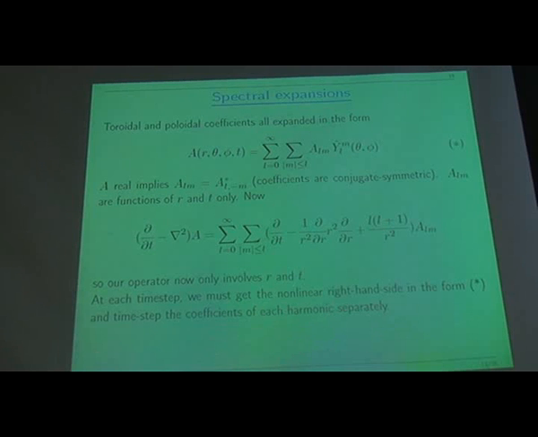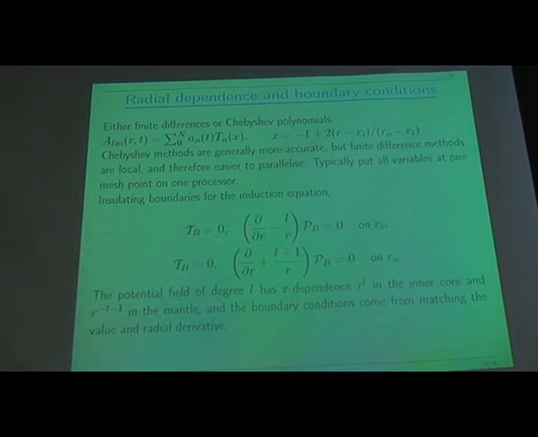Now there are choices to be made about what you do with the radial dependence. And there are two schools of thought. Some people are using finite differences. The code I'm actually using at Leeds does this with fairly high order finite differences. Gary Glatzmaier's original code used Chebyshev polynomials, and that's what I was doing originally too.